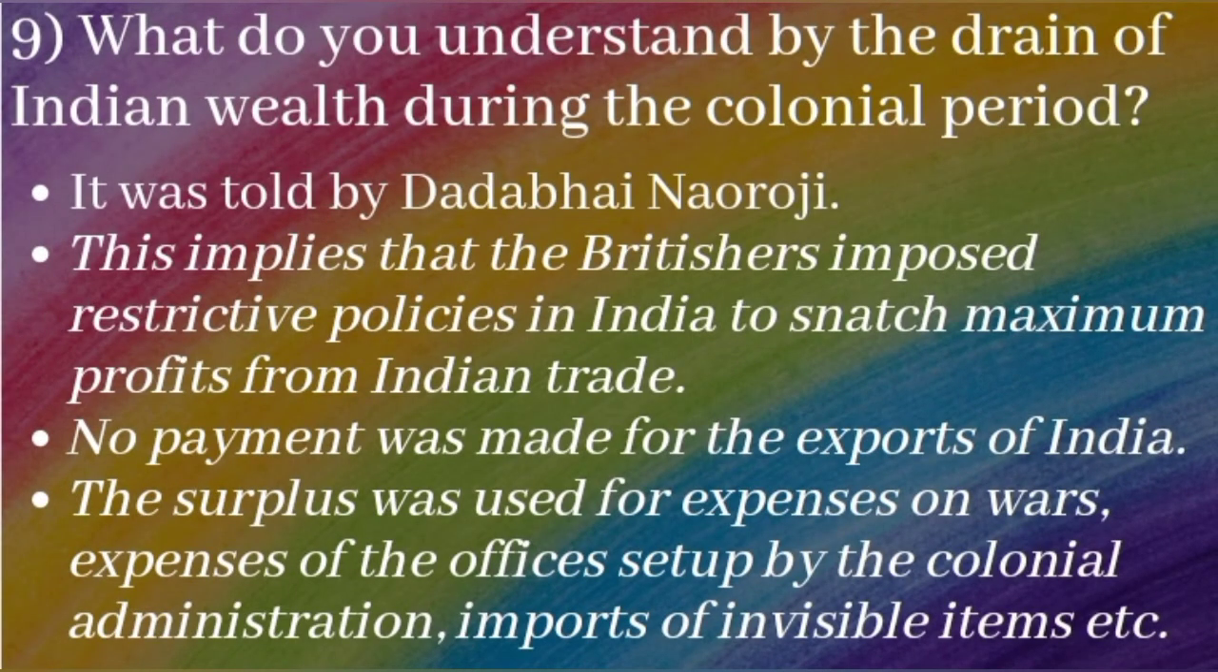Then the ninth question: what do you understand by the drain of Indian wealth during the colonial period? So the drain of Indian wealth was told by Dadabhai Naoroji, the first estimator of per capita income. Then the next point is, this implies that the Britishers imposed restrictive policies in India to snatch maximum profits from the Indian economy or Indian trade. So they created and introduced many restrictive policies in India to gain maximum profits from Indian trade for the development of Britain.